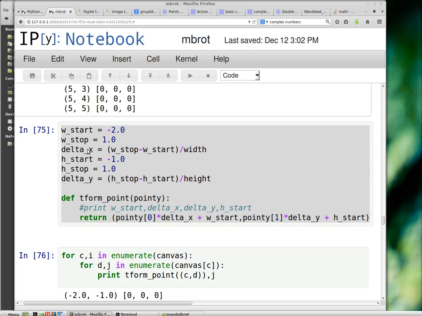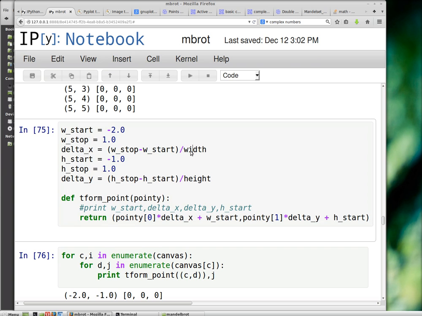Delta x is a little increment. So what I'm doing here is I want there to be width many pixels. And, yeah, that is what I'm saying, isn't it? So this is a continuous interval between -2 and 1, and I want to break it up into pixels. So what I do is I just take its length, which is the big one minus the small one, and divide by the number of pixels. And so now delta x is going to let me sort of jump from pixel to pixel.